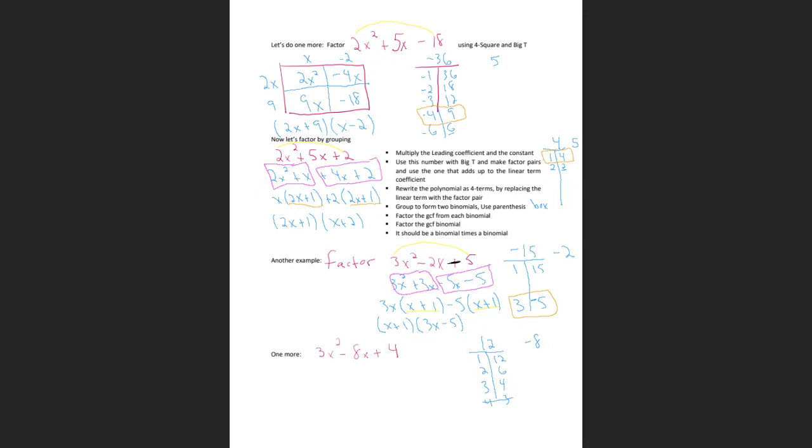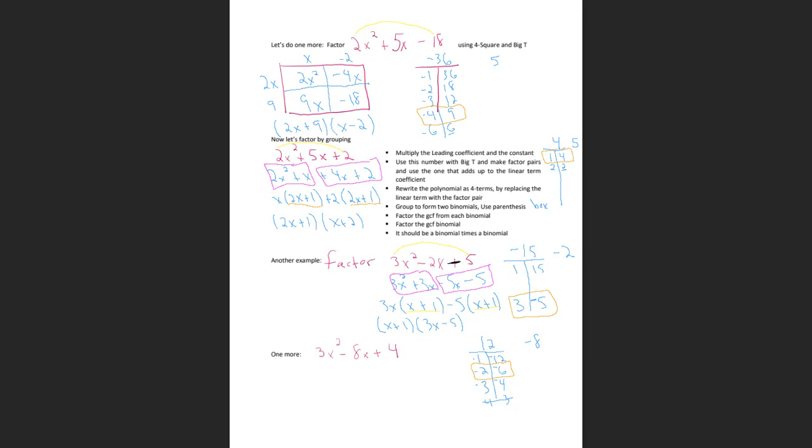For it to be a -8, and this has to be a positive 12, both sides actually have to be negative. Because we know that a negative times a negative is a positive, and a negative plus a negative is a negative. Which one of those gives me that -8? I'm seeing the -2 and the -6.